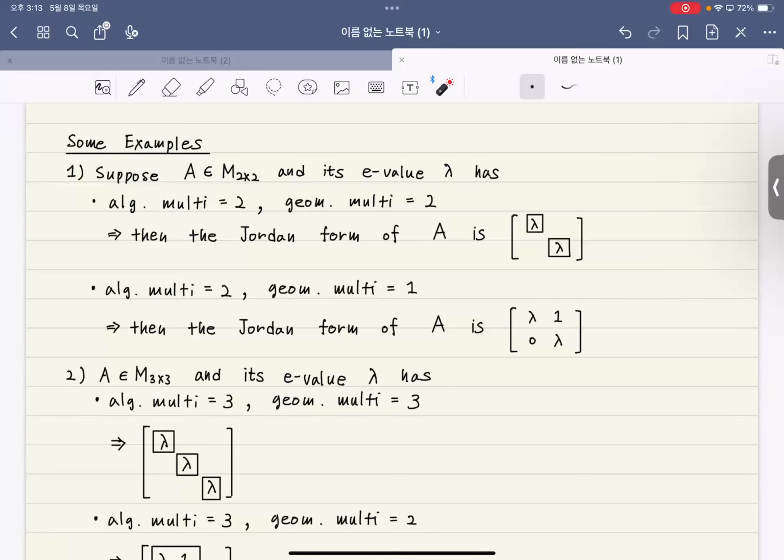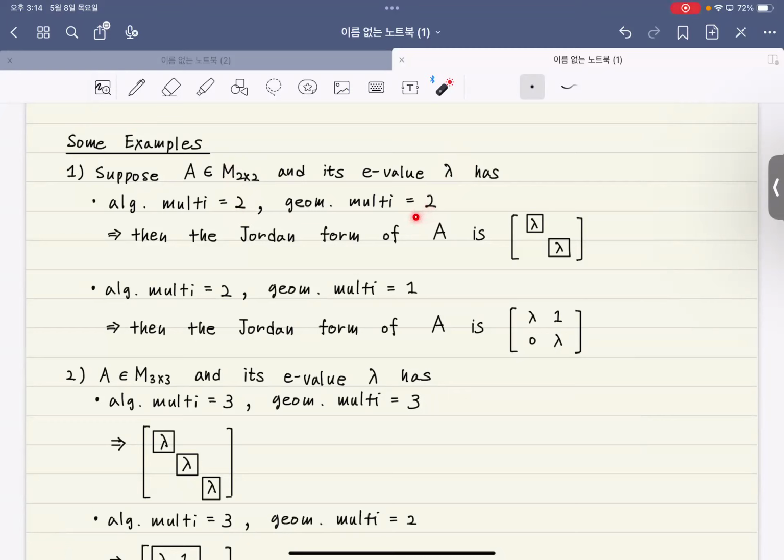Suppose that A is 2 by 2 and it has eigenvalue lambda. Then in this case, there are only two possibilities. The algebraic multiplicity is 2 and geometric multiplicity is 2, right? So in this case, the dimension of the eigenspace is 2.